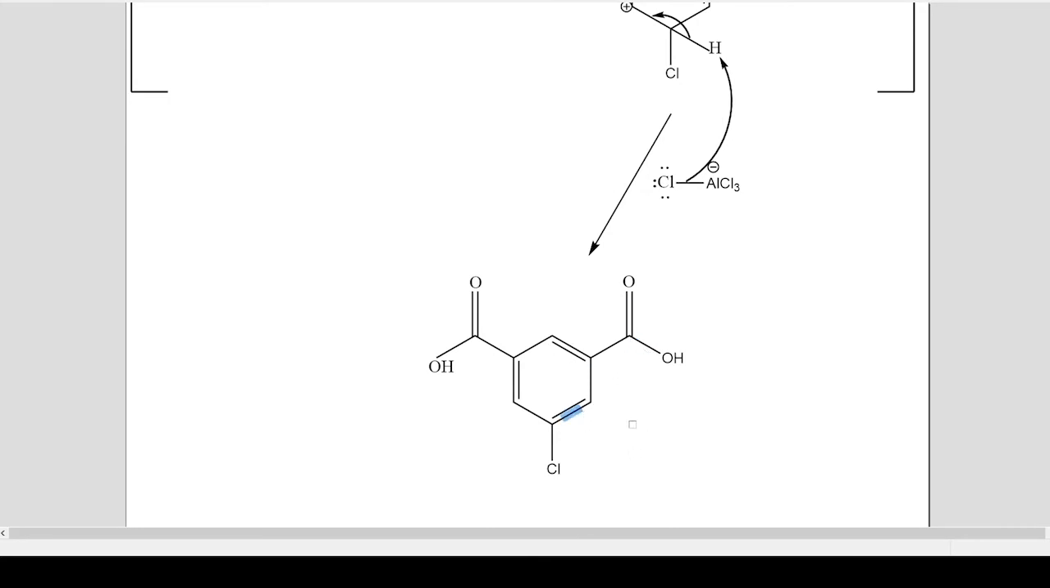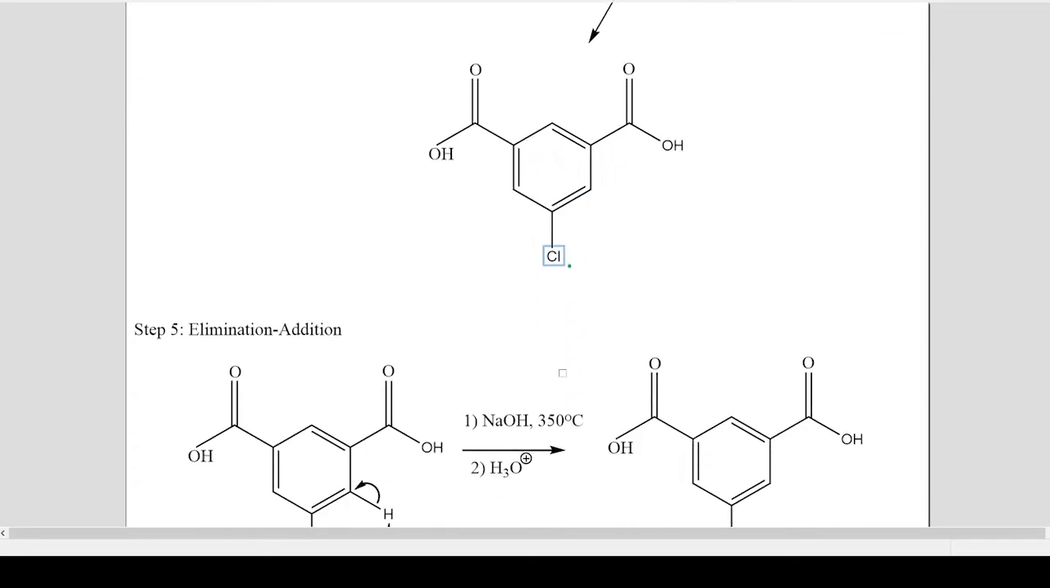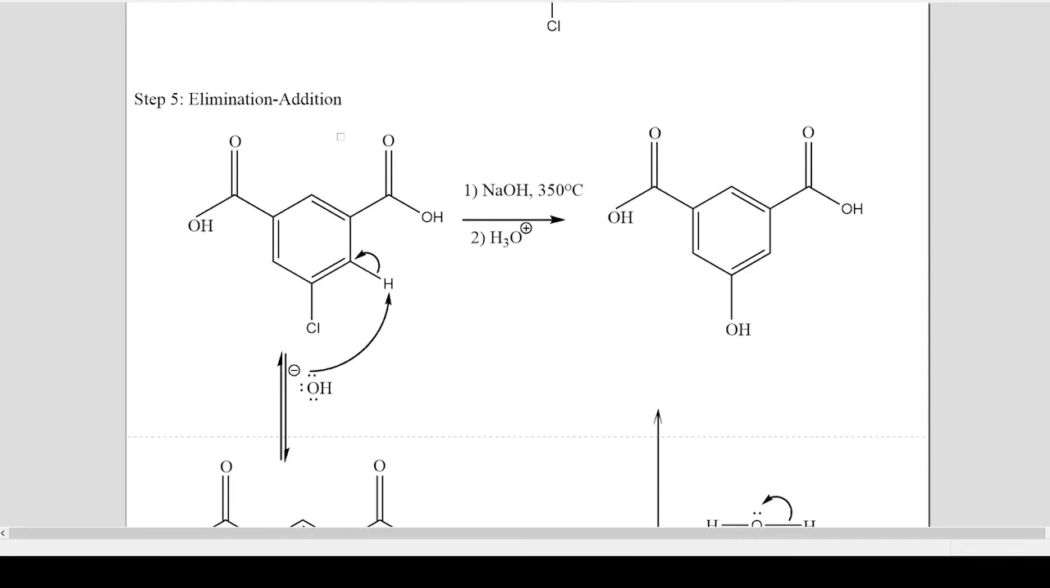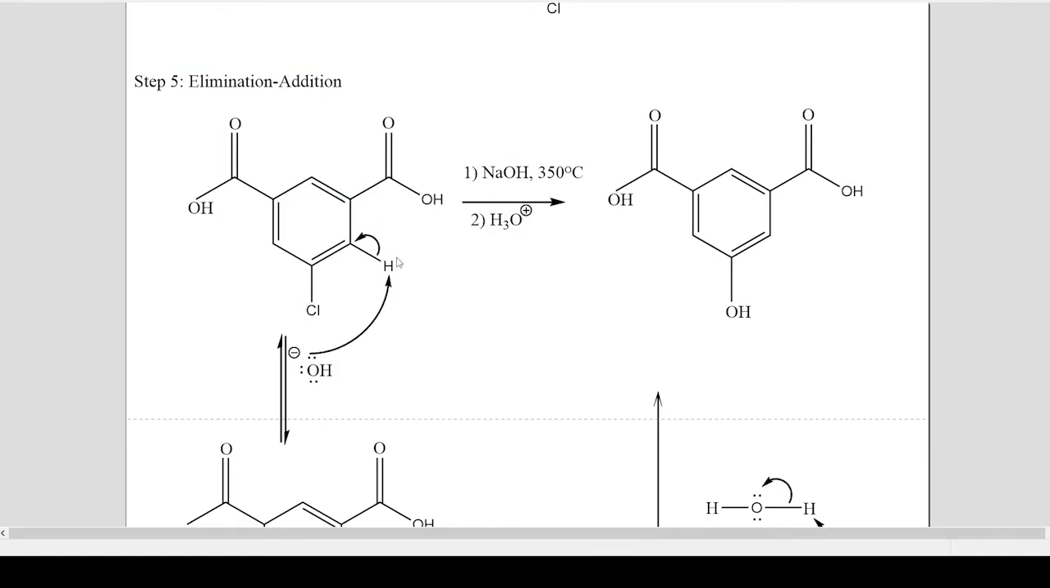Now we have made 5-chloroisophthalic acid. We've come to the final step, step 5, elimination addition. This reaction occurs under significantly high temperature and pressure. The temperature is 350 degrees Celsius. The reagents used are sodium hydroxide and sulfuric acid.